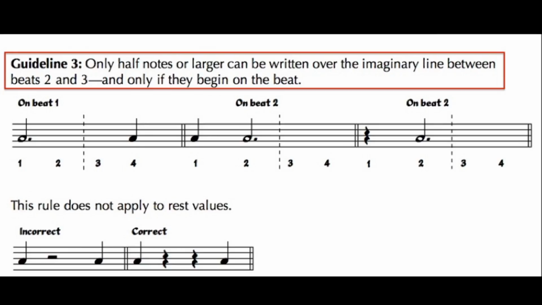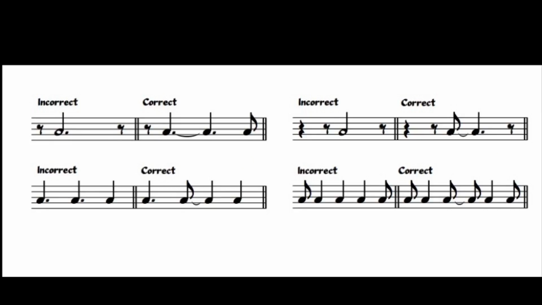Guideline 3. Only half notes, or larger, can be written over the imaginary line between beats 2 and 3, and only if they begin on the beat. The examples shown do not begin on the beat, and they're considered incorrect. The correct notation keeps the same durational values, but is written so as to show the 3rd beat.